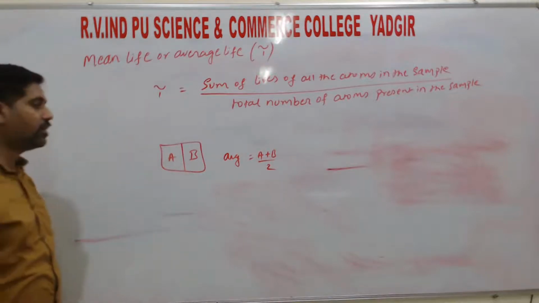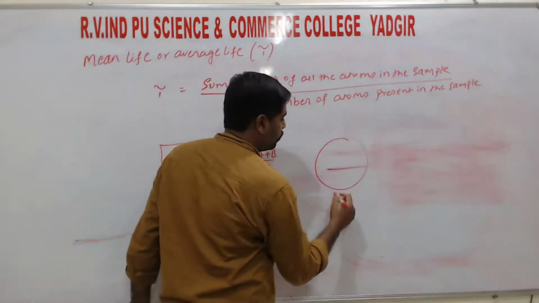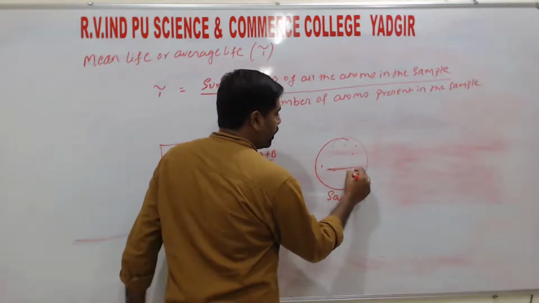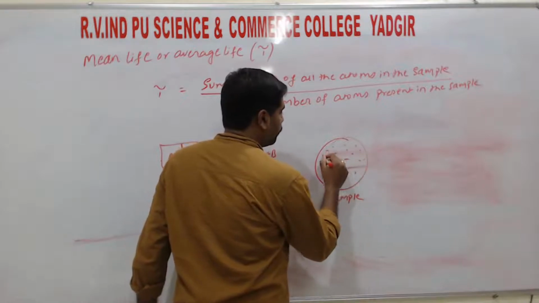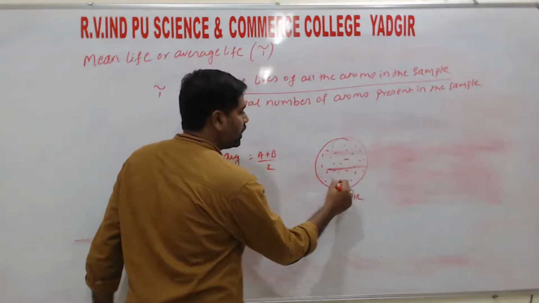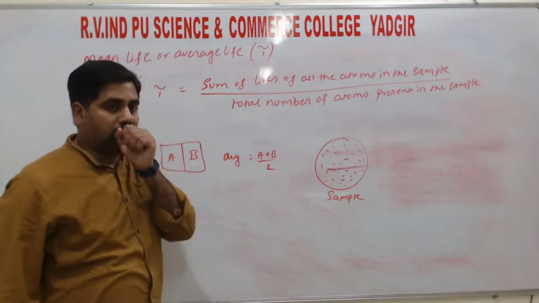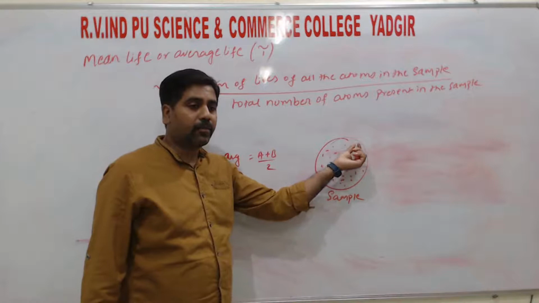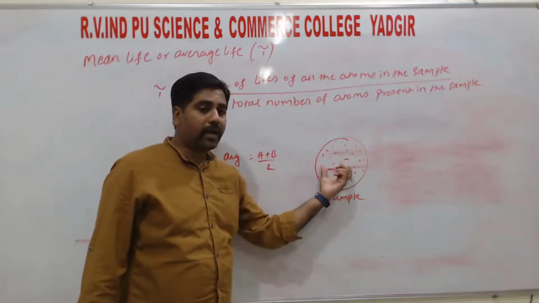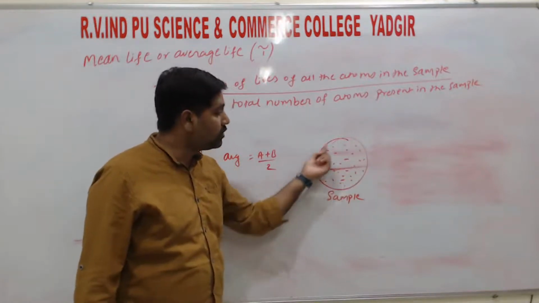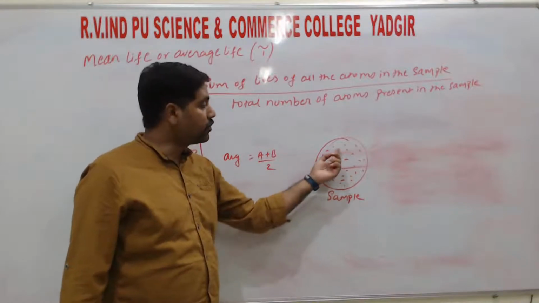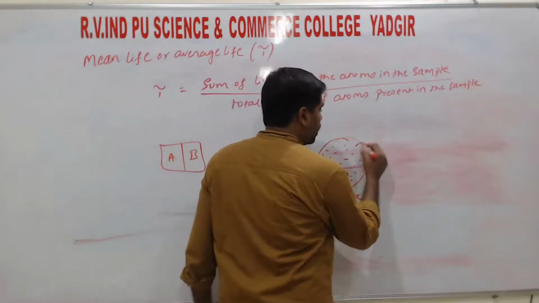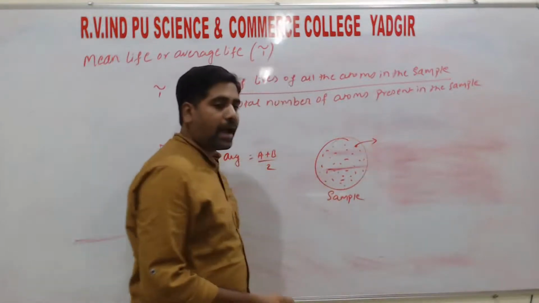So in a similar case, we have one sample here. If we consider this as one sample, this sample consists of a large number of atoms, right? Each atom has a different disintegration rate. That means the activity is different for different atoms.